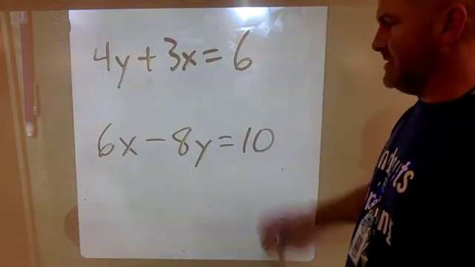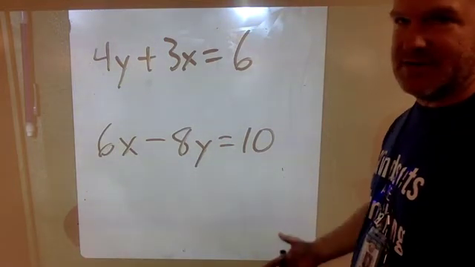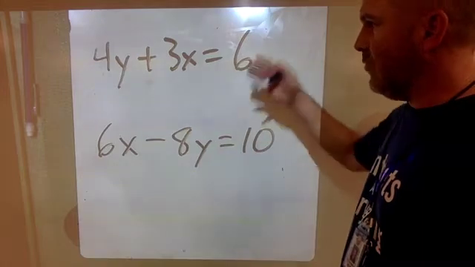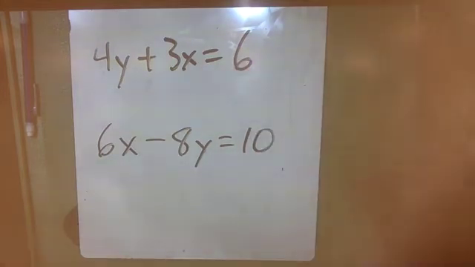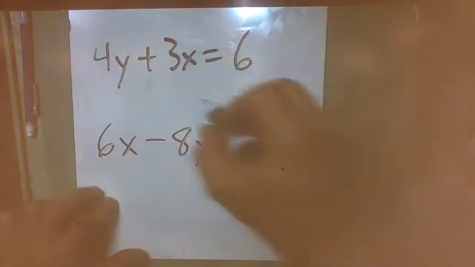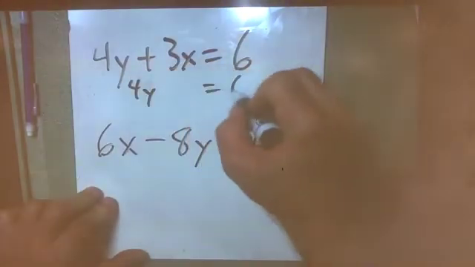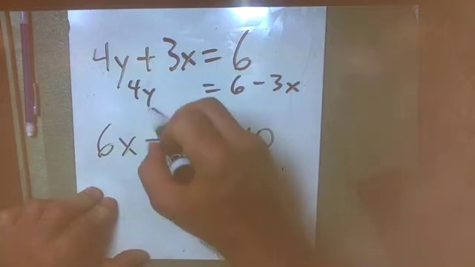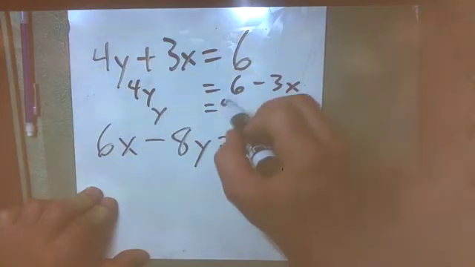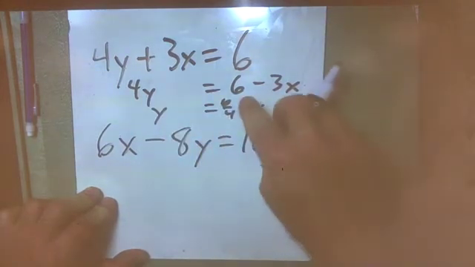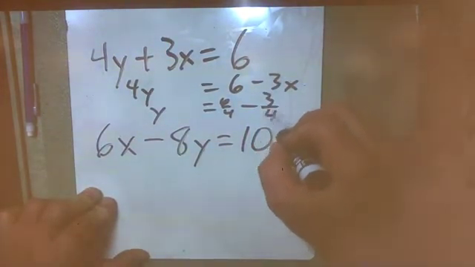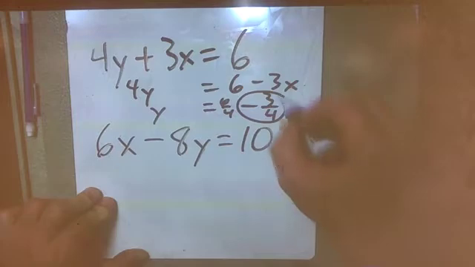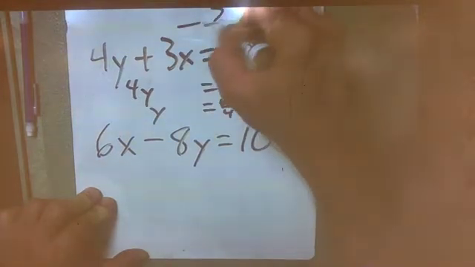Well, to figure out what the slope of an equation is, you have to get it in slope-intercept form. You have to have y all by itself. So to get y all by itself on the first one, you subtract 3x to the other side, and you divide by 4, and you get negative 3 over 4x. So the slope of the first line is negative 3/4.